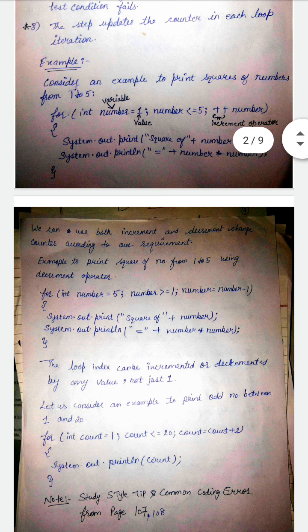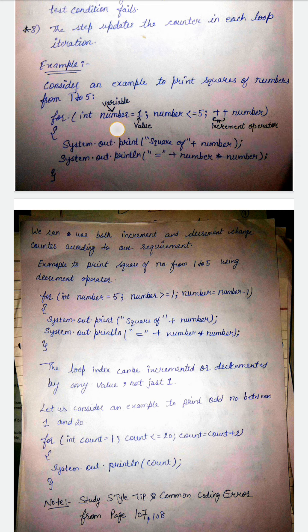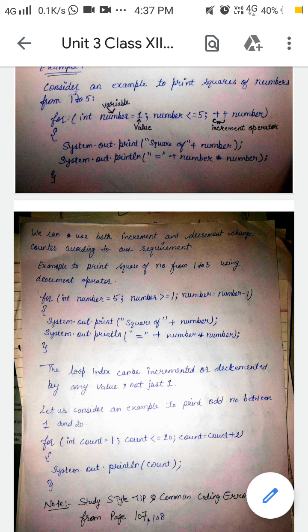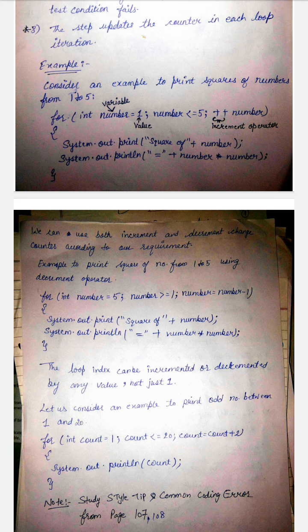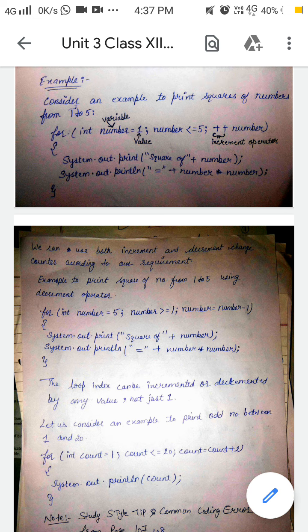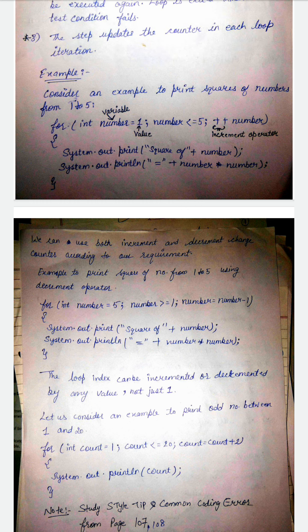The structure is, now after that write the data type, and now this is the initial value. So firstly we will write the data type, then take a variable. Here number is the variable name, and we have initialized this variable with the value 1. Then write semicolon. After that, as we want to print squares of numbers from 1 to 5 only, we will start the looping from 1, because we want the square of 1 first.